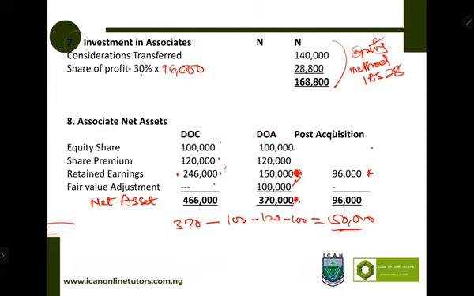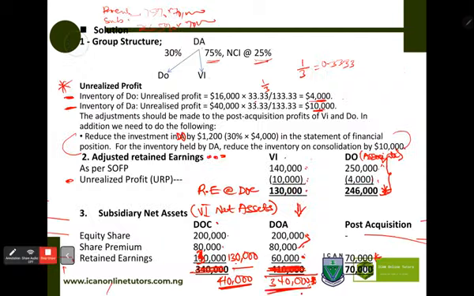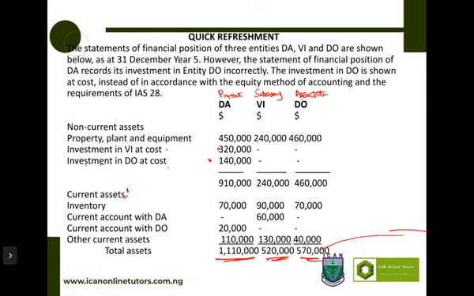Go back to your question to get it right. I repeat from the beginning. The statement of financial position of the three companies, V, D and O, are shown below. However, the investment in DO is shown at cost. The investment is shown at what? At cost, instead of what? As at equity method of IAS 28. Though investment in associate can be treated as cost and equity method, IAS 28 favors equity method. I emphasize on that.